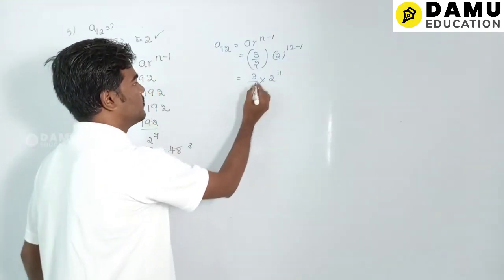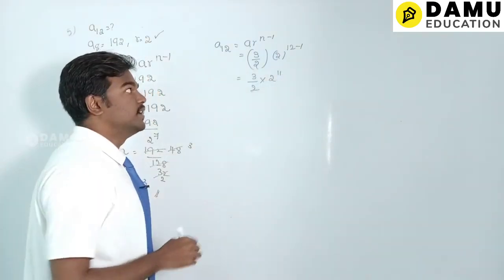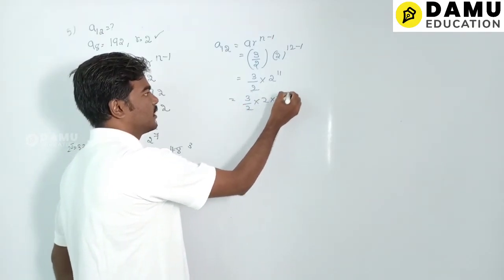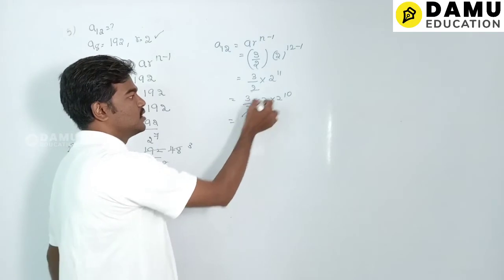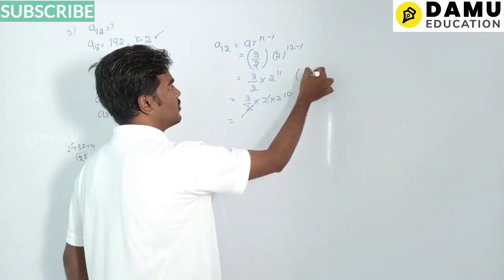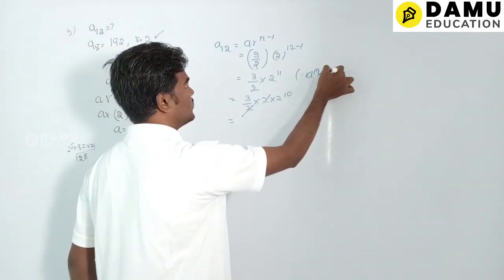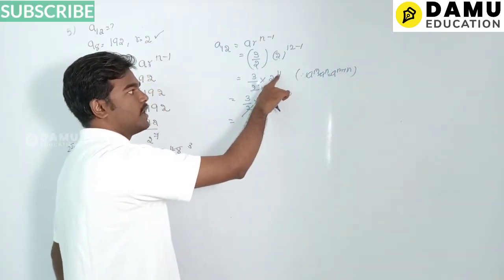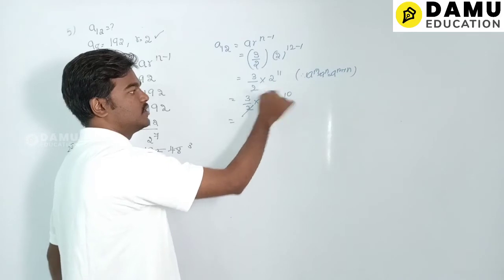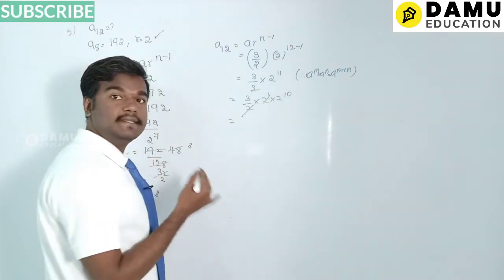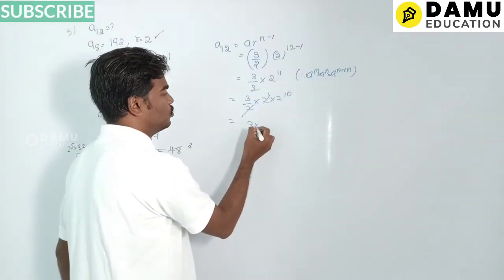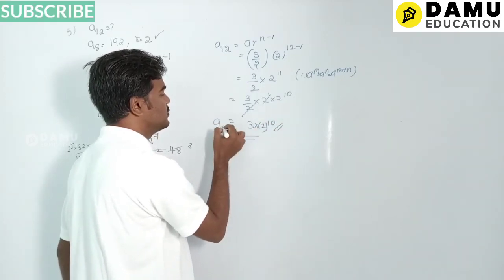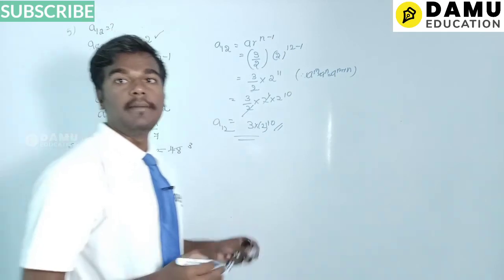Sorry, here 3 by 2 into 2 power 11, so that is 3 by 2 into 2 power 10. Can you write it like this? Yes. Using the formula a power m into a power n equals a power m plus n, this is the formula I used here. So 11 will be divided into 1 and 10. So the 2 will cancel, and we get 3 into 2 power 10. So this is the 12th term in the geometric progression.